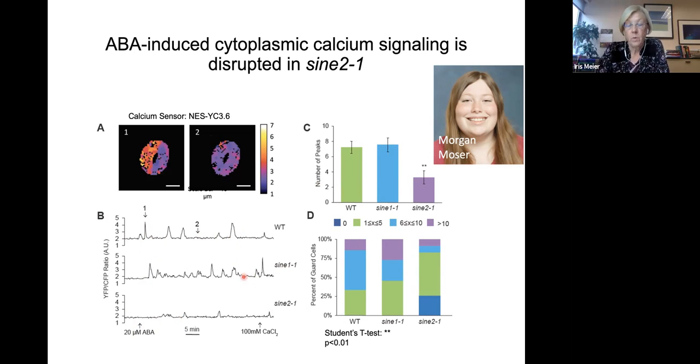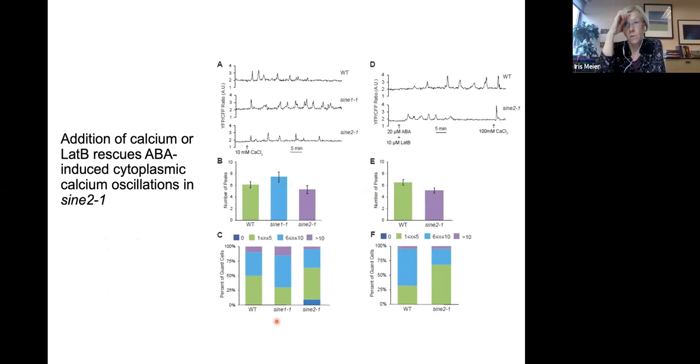So again, like before in the actin organization experiments, we see a clear distinction between the mutant phenotype of SINE1 and the mutant phenotype of SINE2. So our next question was, of course, what rescues this? And so we can rescue this with external calcium. So she adds external calcium instead of ABA. SINE2 starts to fluctuate again. So these are no longer statistically different from each other.